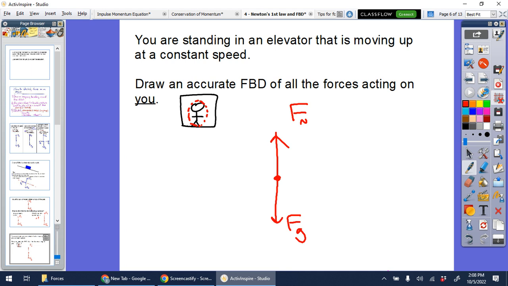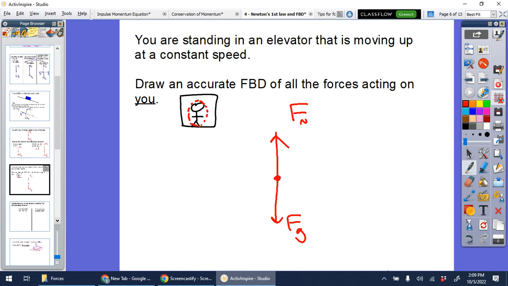So how about this? Let's make some other modifications. Oh, by the way, let me clarify something. Notice I told you that the elevator is moving up at a constant speed, but some people get distracted: oh, well, you're not moving. Well, you are moving. If the elevator is moving, then you are doing the exact same thing the elevator is, right? Because you're in the elevator. So if I say the elevator is doing something, you are doing that exact same thing as the passenger.